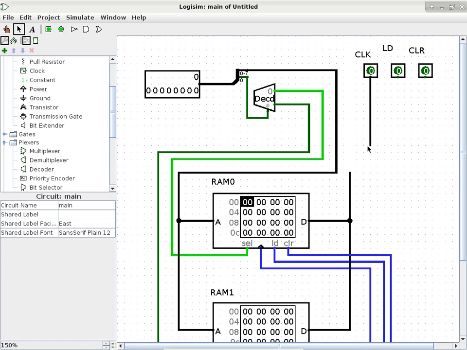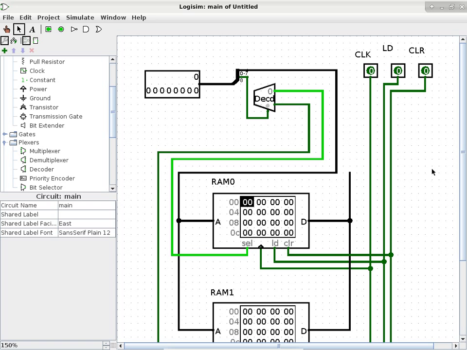And then we'll just make connections like that. Okay, so this is going to the clock line. This is going to the load line, which is down here. And this is going to the clear line, which otherwise is usually known as the reset line. Okay, there we go. So now we have most of the ports of the memory chips connected, except for the data bus. So I'm going to make one for the data bus as well.